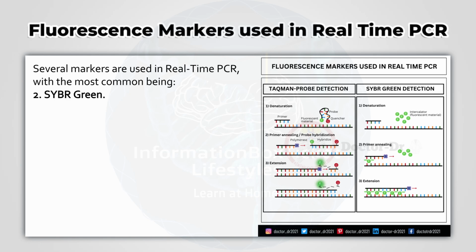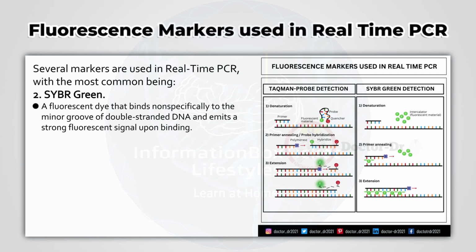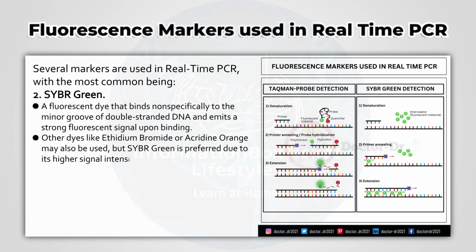2. SYBR Green, a fluorescent dye that binds nonspecifically to the minor groove of double-stranded DNA and emits a strong fluorescent signal upon binding. Other dyes like ethidium bromide or acridine orange may also be used, but SYBR Green is preferred due to its higher signal intensity.